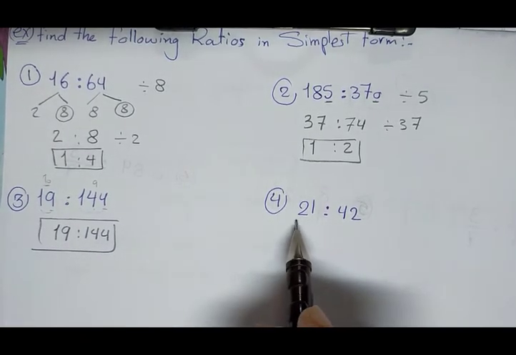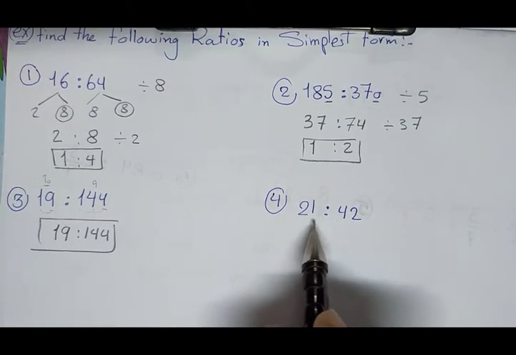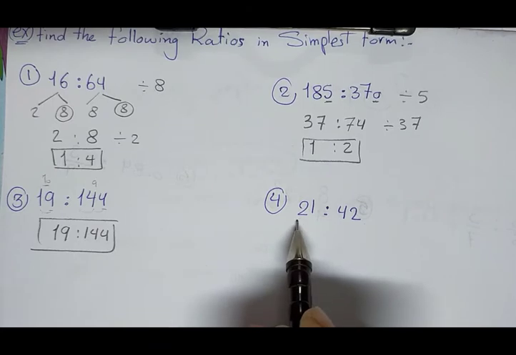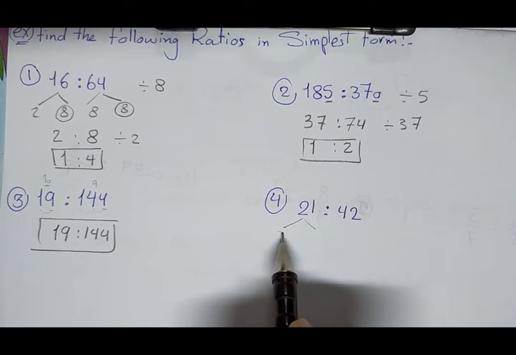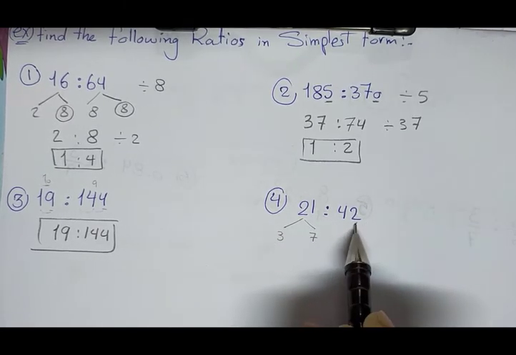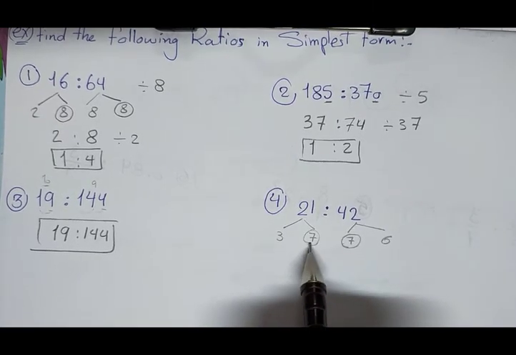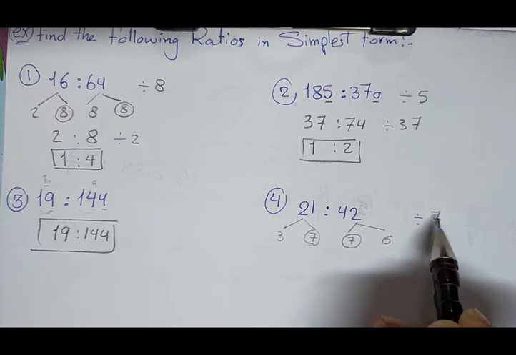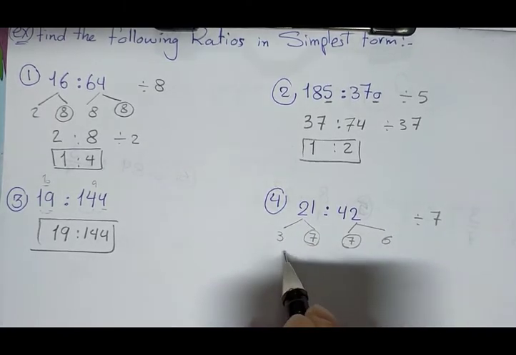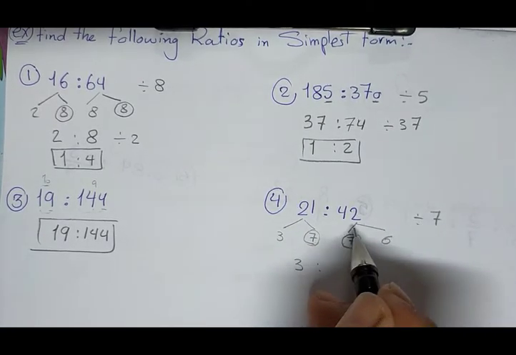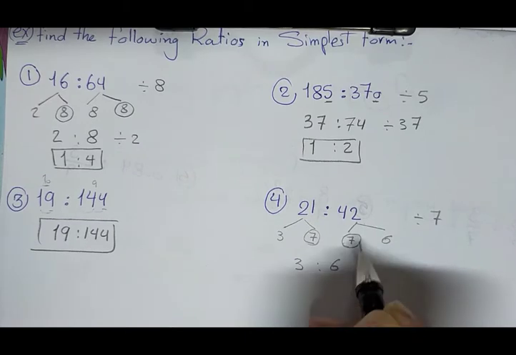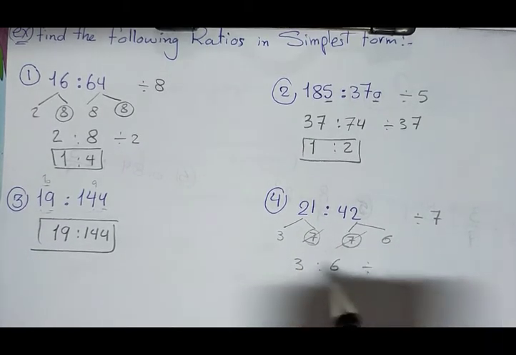Number 4: 21 to 42. I studied before that 21 is 3 times 7 and 42 is 7 times 6. The repeating 7 can be simplified by dividing by 7. 21 divided by 7 equals 3. 42 divided by 7 is 6. This can be simplified by dividing by 3, giving 1 to 2.